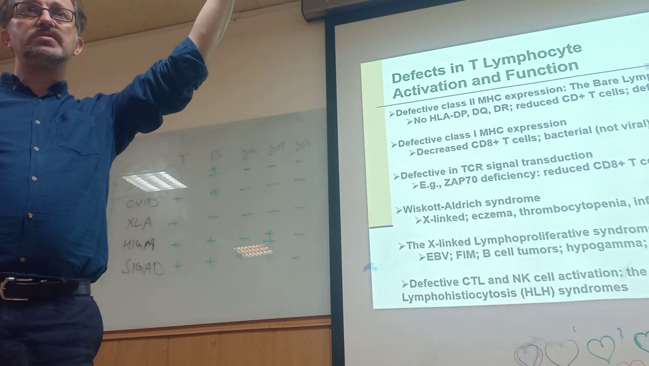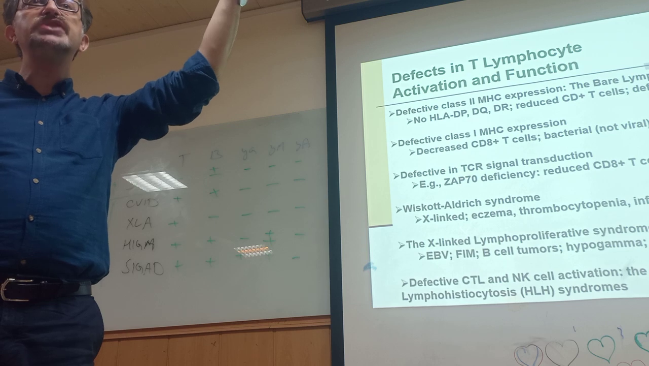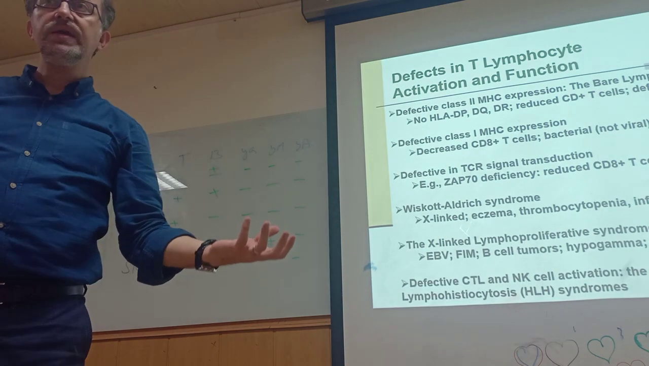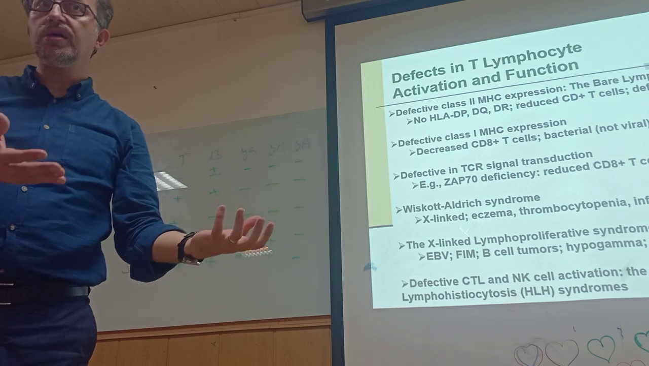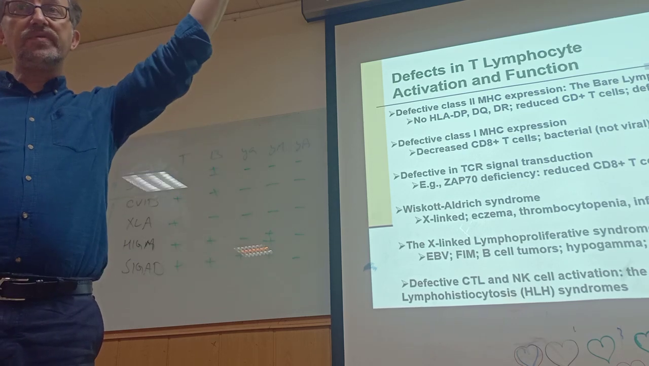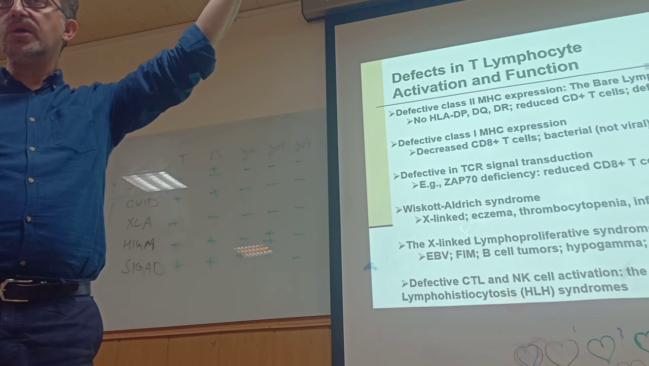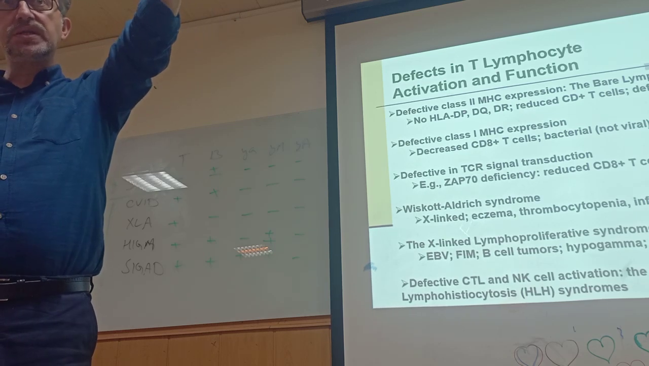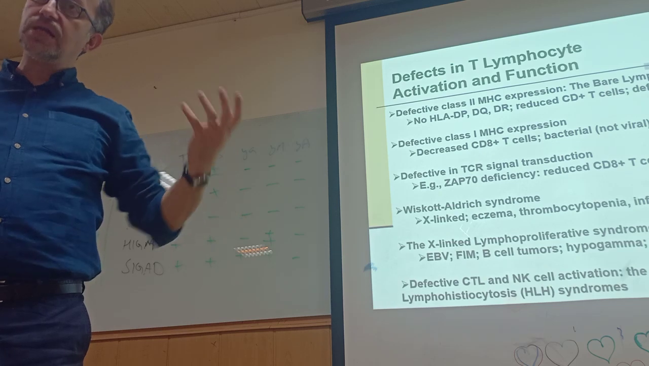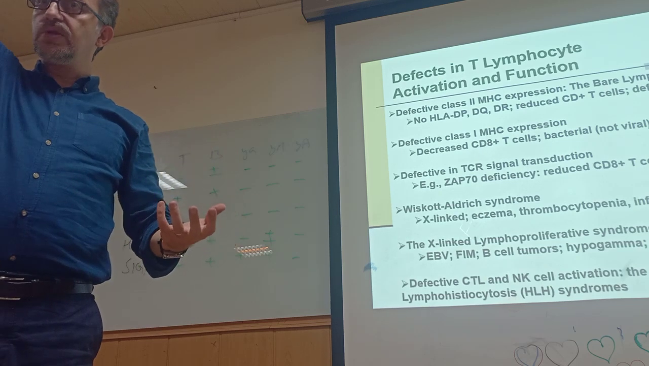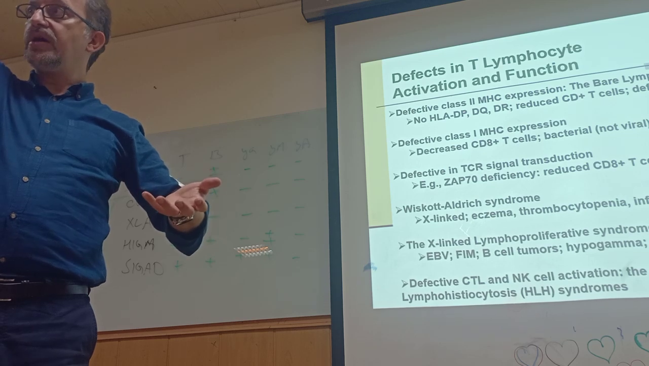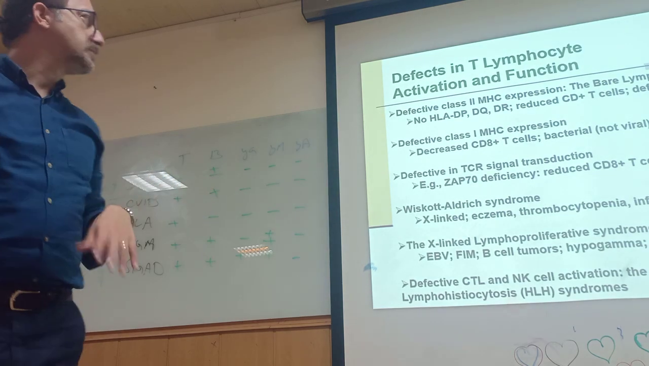What is MHC class 1? All nucleated cells. MHC class 1 is HLA A, B, C. MHC class 2 is DP, DQ, DR. So if we have defects of MHC class 1, CD8 is low, but HLA A, B, C cannot be expressed. But if we have defects of MHC class 2, CD4 is low, HLA DP, DQ, DR cannot be expressed. Okay? Is it clear? Okay.